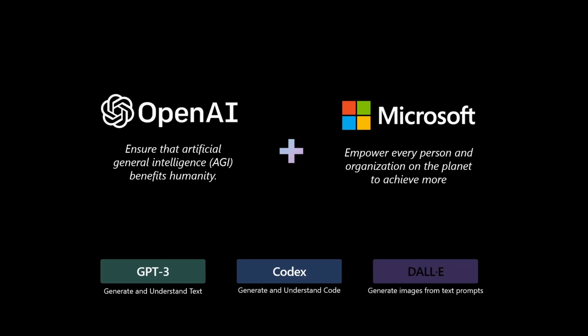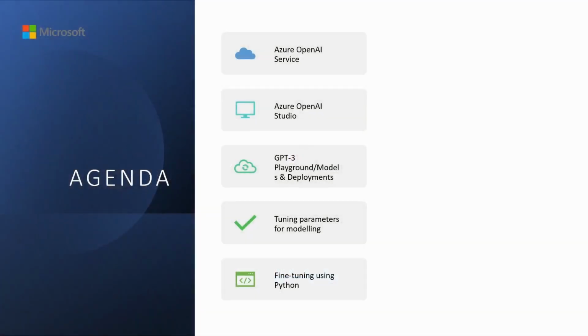Then you have Codex, which is also a language model that has been trained on a large corpus of code and can be used to generate code from various texts in different programming languages. Then you have DALL-E, which is an image generation model, also developed by OpenAI, that can generate images from actual textual descriptions.